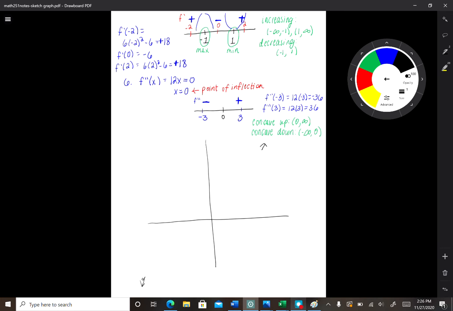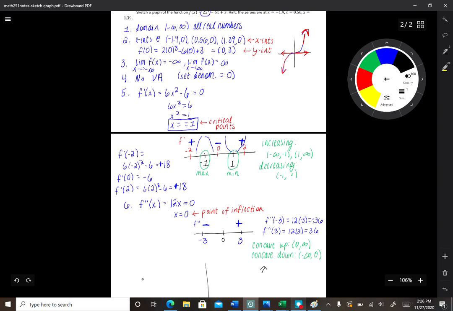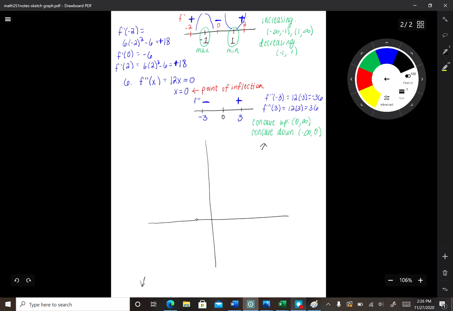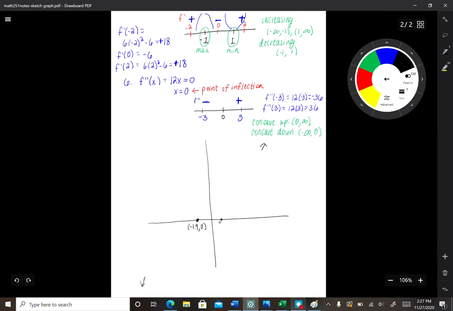Next, I'm going to plot my x-intercepts. We decided that we have x-intercepts at -1.9, 0.56, and 1.39. So let's draw those here. This is the point -1.9, 0. Sorry, I already forgot what I said. 0.56, 0, and 1.39, 0.